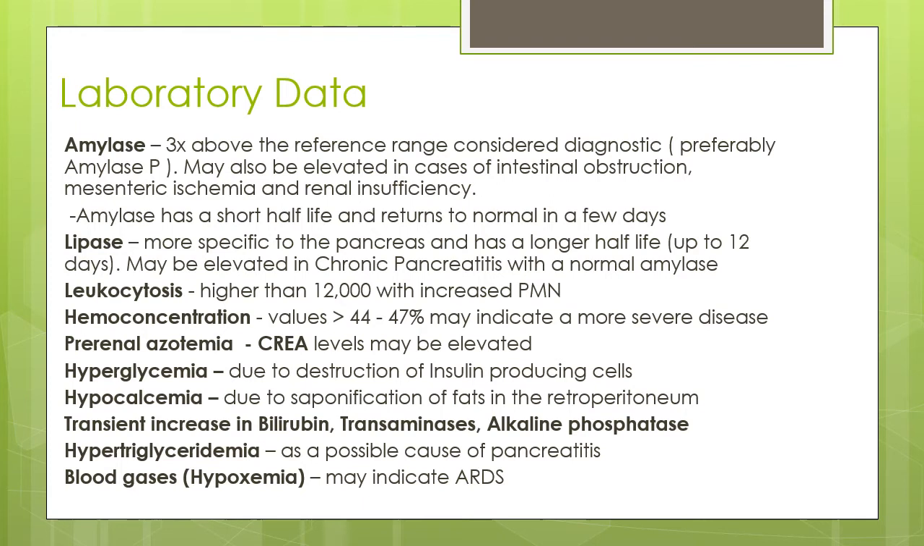We also watch out for the presence of prerenal azotemia. Creatinine levels may be elevated. Hyperglycemia may be seen due to the destruction of insulin producing cells. Hypocalcemia, if there is a saponification of your calcium in the retroperitoneum. Transient increases in bilirubin, transaminase, and alkaline phosphatase may also be seen.